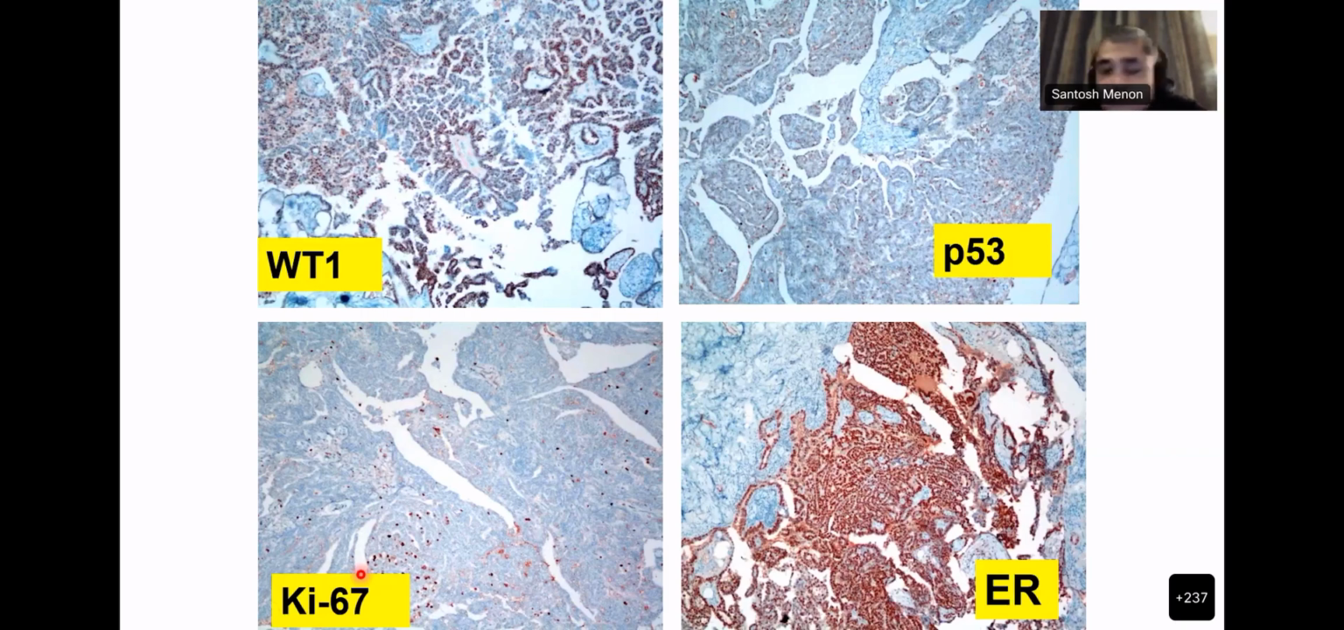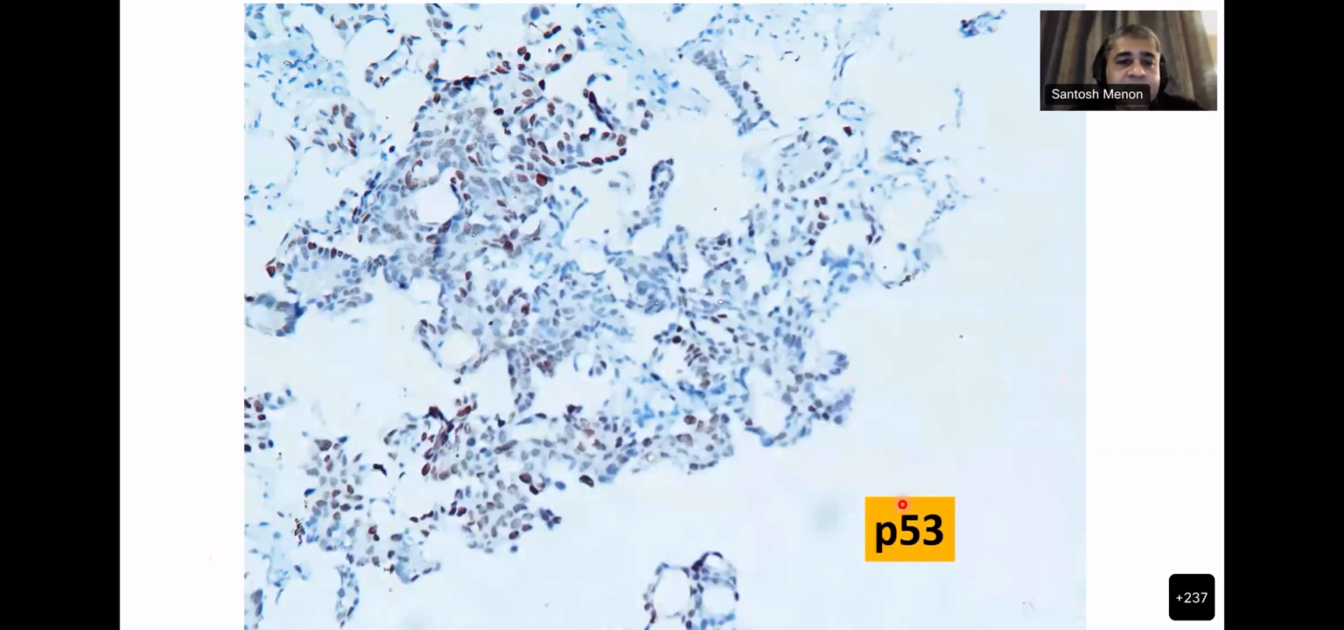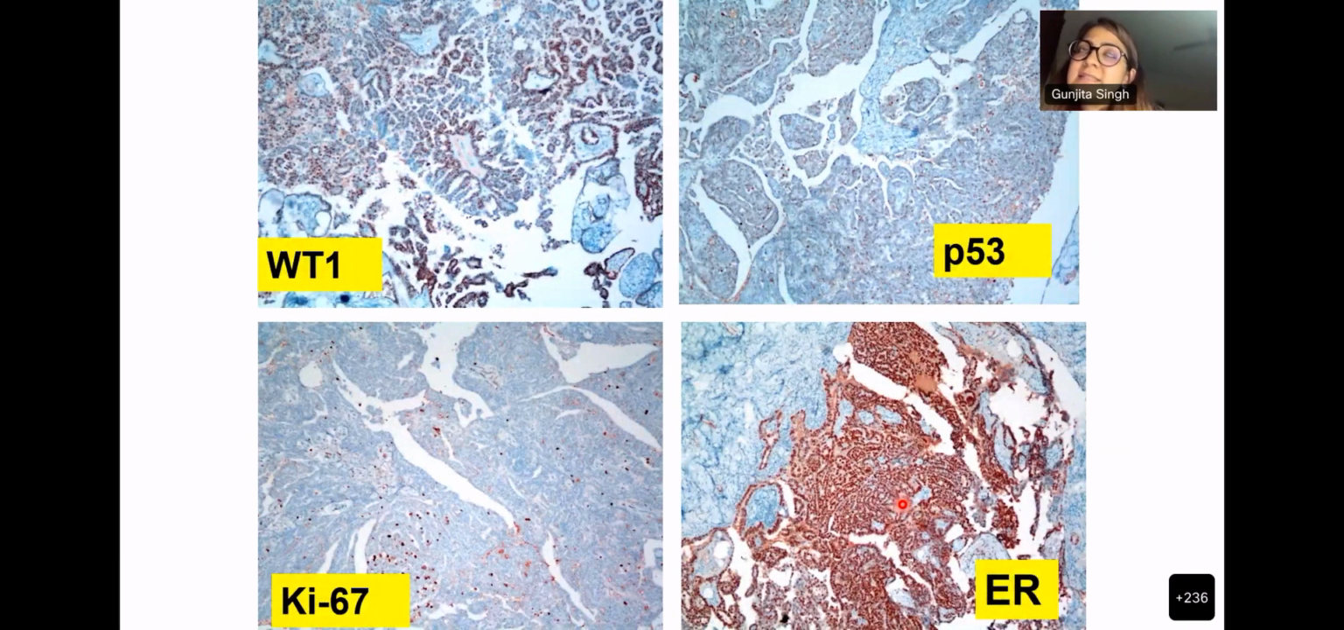You agree to that? Is Gunjita there? Yes. Gunjita, you want to add something? So mind you again, ER can be positive even in high grade serous cancers. So P53 is a very important marker. So we can also do ER, PR, CK7, and WT1 we've already done.